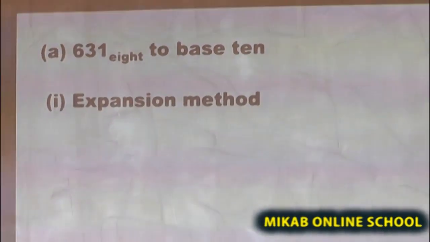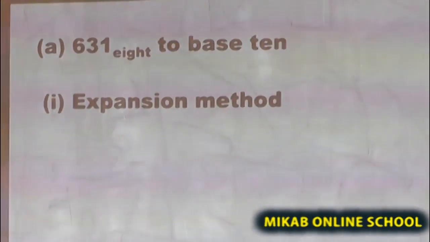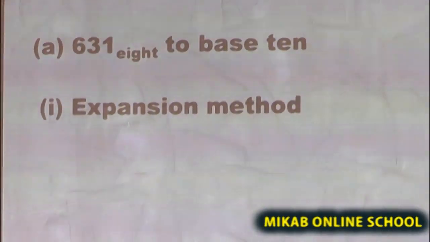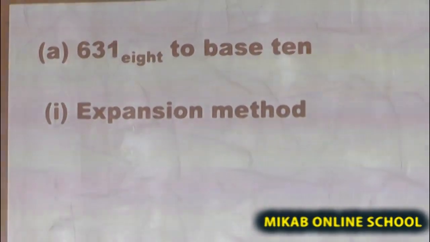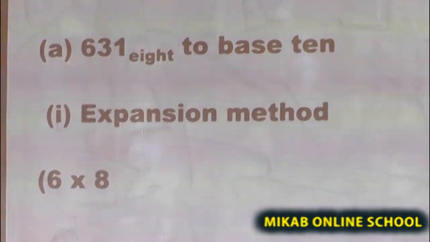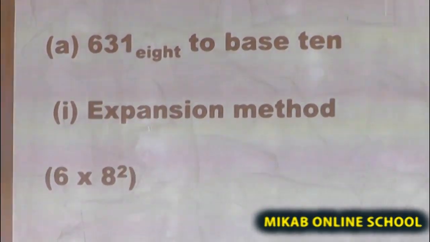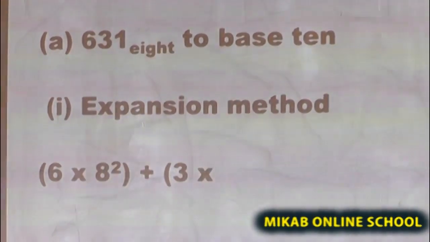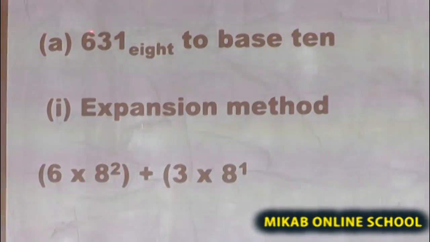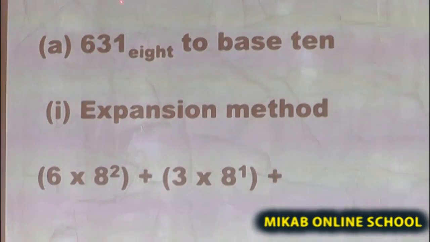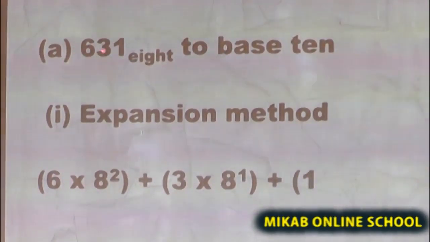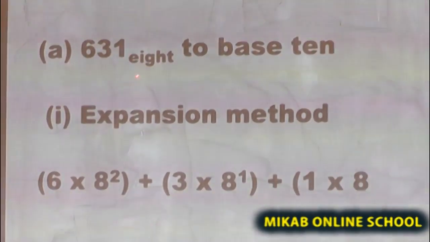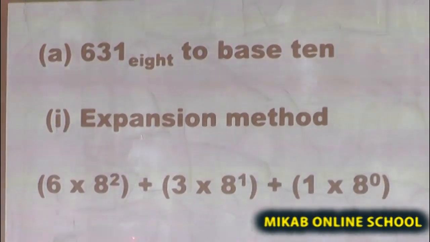631 base 8 to base 10. Now there are two ways to approach this question. One is called the expansion method, which we were introduced to earlier, the way we expand to get the exact value of any digits. First we are going to be applying that method. I bring each of these digits that I have in base 8 and multiply them by the bases.